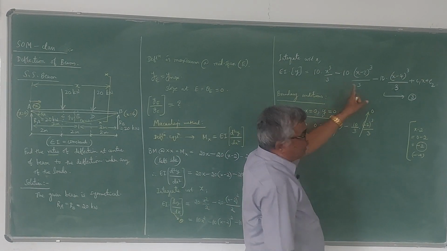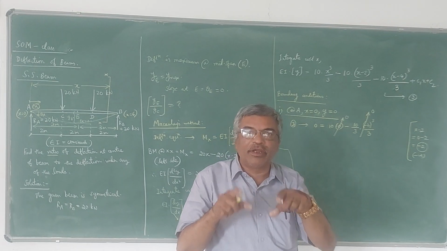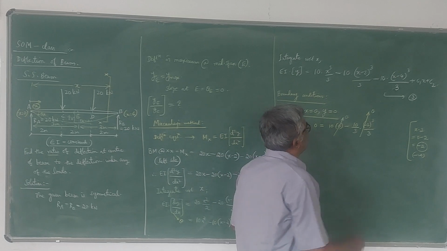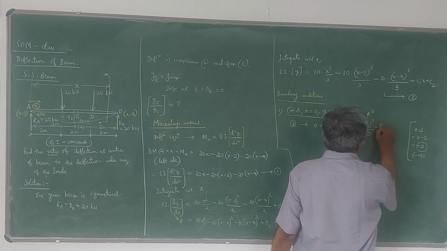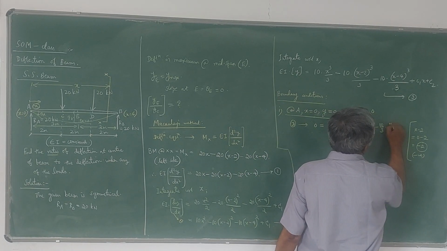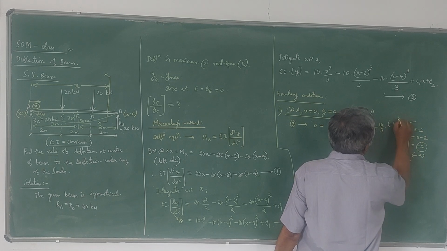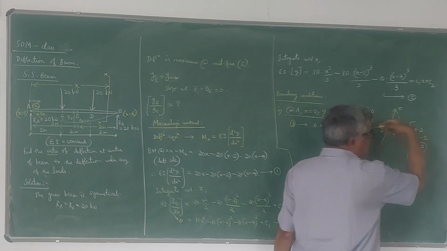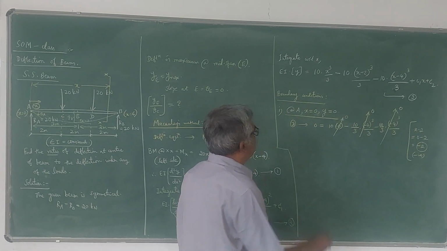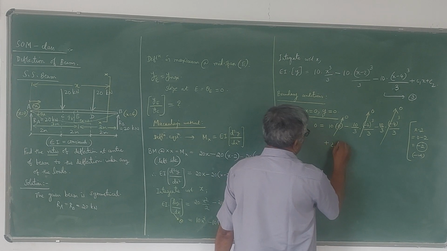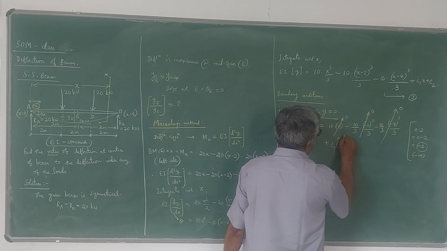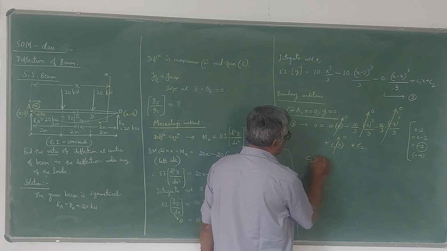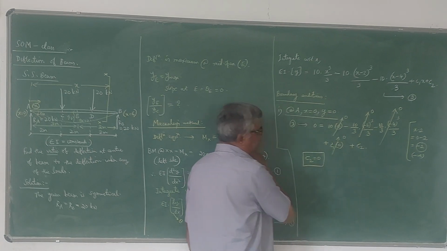Suppose any term within brackets becomes negative after substituting for x, then that term is also omitted. Similarly here, minus 10 by 3 into x minus 4, with x as 0, gives minus 4 whole cube by 3. This is also negative, therefore this term is also neglected. Neglected means it is taken as 0. Plus C1 into 0 is also 0, plus C2. That means all the terms vanish, so we get C2 equal to 0. This is how we have to do it.